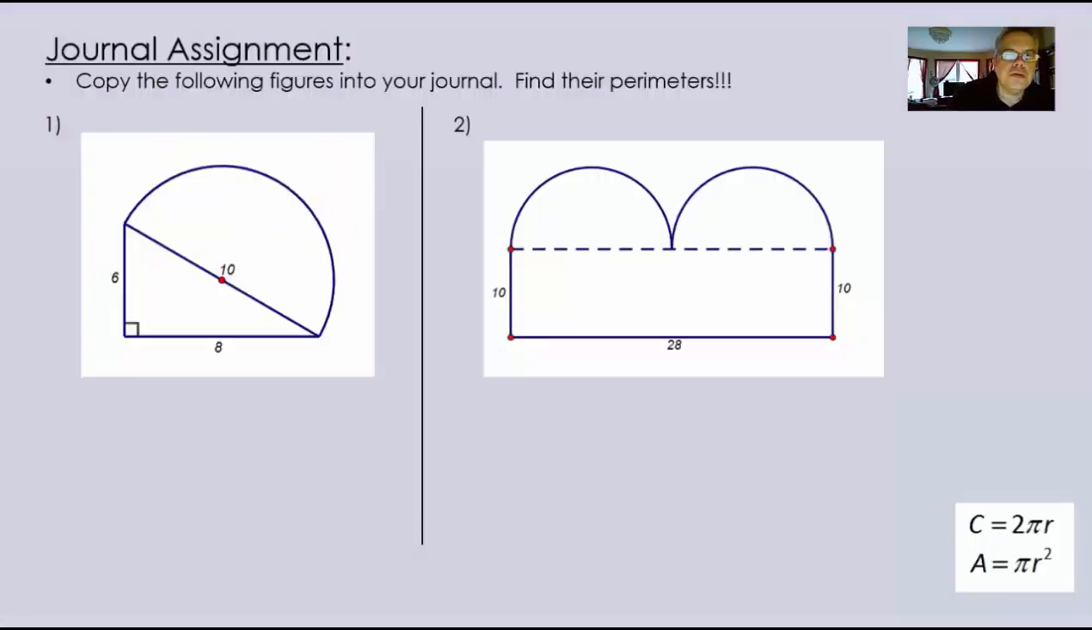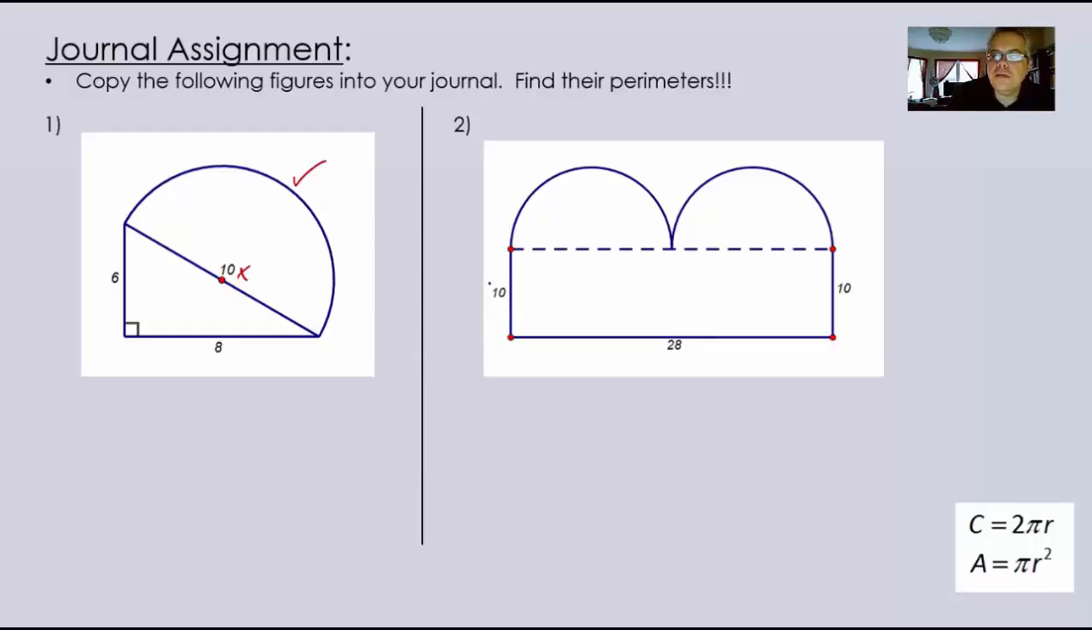Okay, time to do 2 of these. All right, here's your journal assignment. Please copy the figures in your journal, make a sketch of them, and make sure you label all the sides that are given. We have a 6, 8, 10 right triangle here. So find the perimeter. And when you do so, remember that this 10, that's not part of the perimeter, okay? We have 6, 8, and you got to add half of a circumference here.